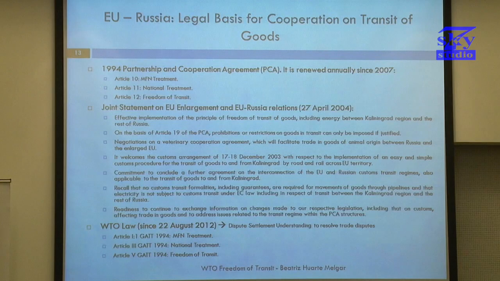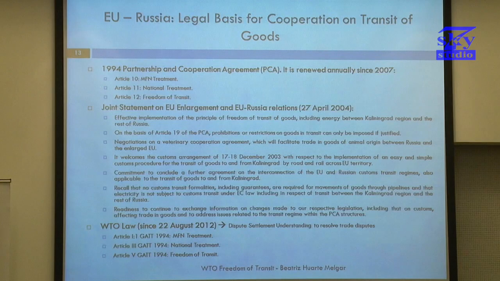Firstly, there is the Partnership and Cooperation Agreement, which sets the framework for bilateral cooperation and determines the conditions for trade between the European Union and Russia. Title 3 thereof regulates trade in goods and incorporates by reference the MFN treatment, the national treatment, and the freedom of transit of the WTO.